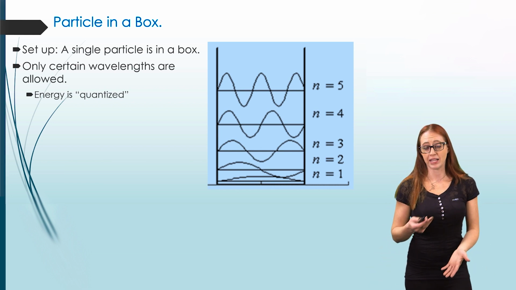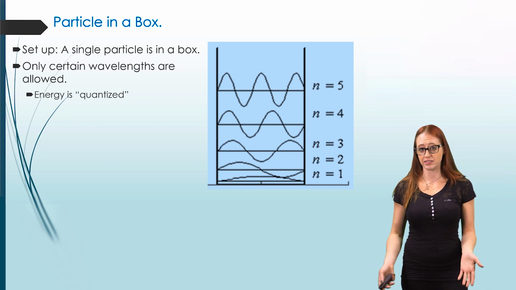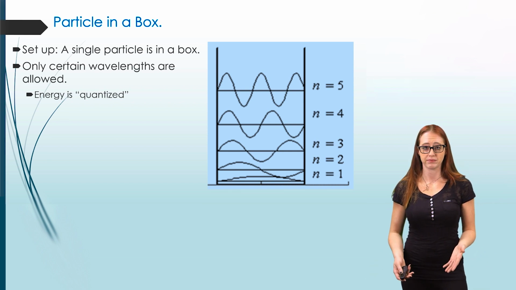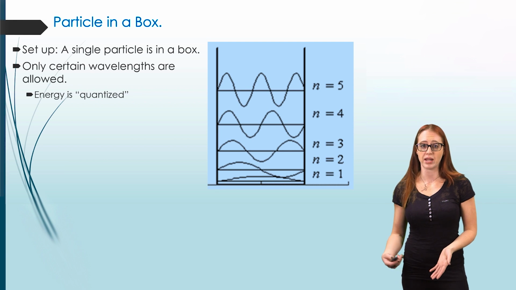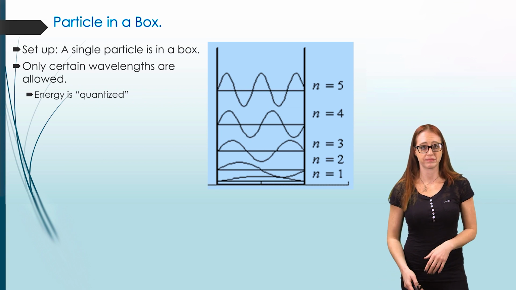The electron is allowed to be in one of these particular sets of energies and not in between. And each of these is described by psi, or the wave function.